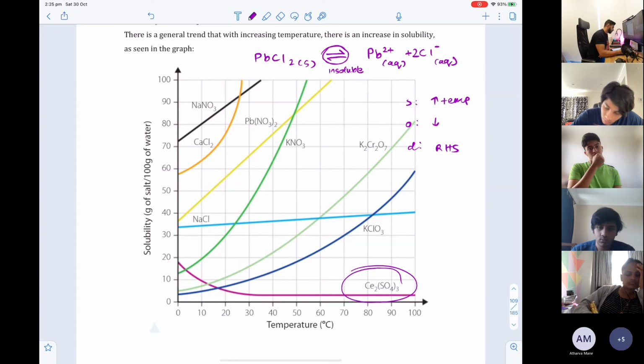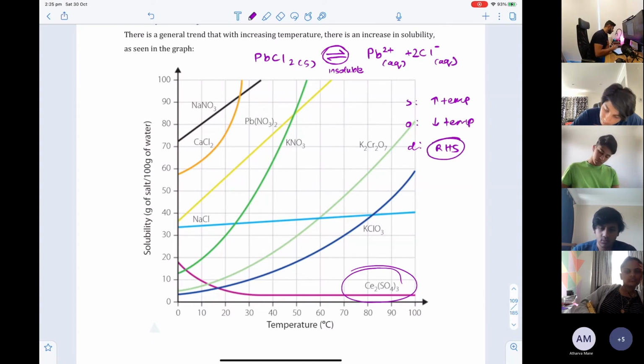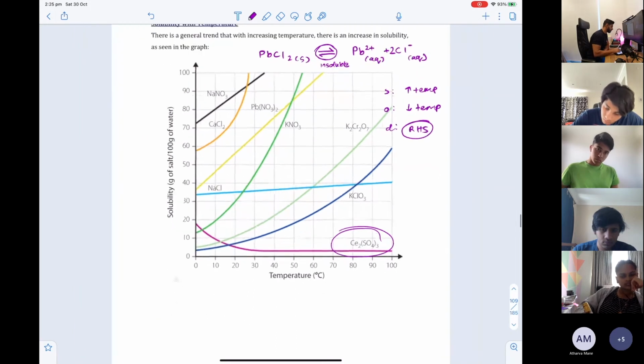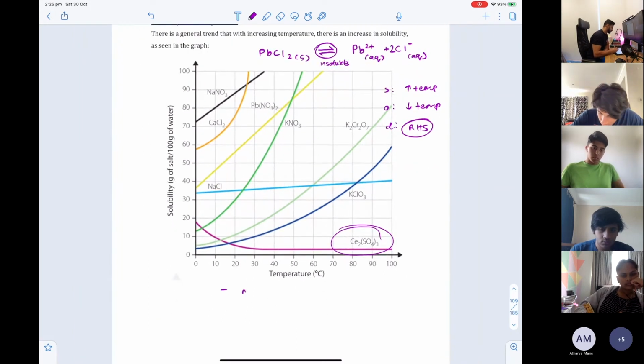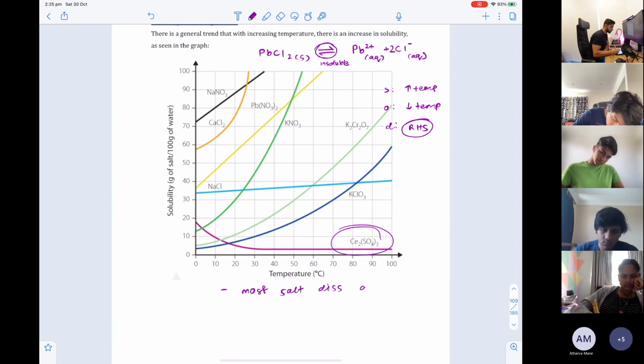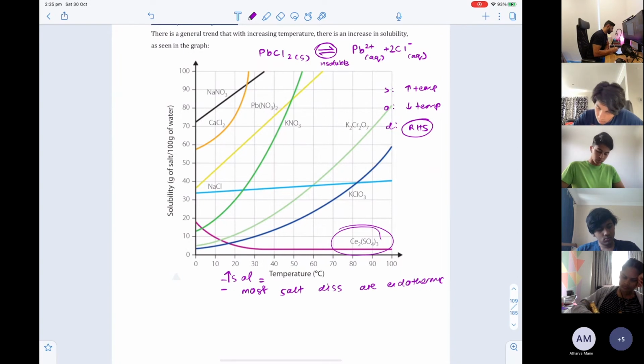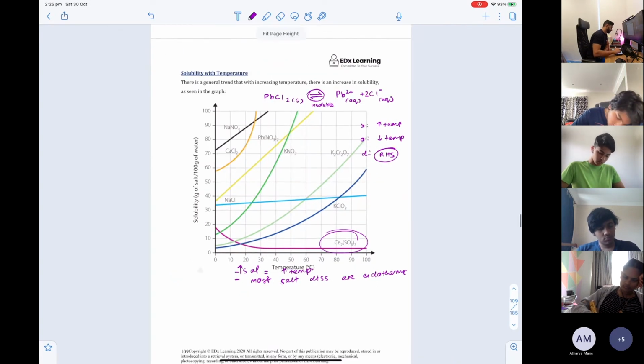So we're going to favor the side that decreases temperature and shifts to the right-hand side. So I guess the conclusion you would make in an exam, if you saw a graph like this, is most salts are endothermic. That'd probably be the most difficult conclusion to make. And that solubility increases. In general, solubility increases with increasing temperature. Good. Let's move on.